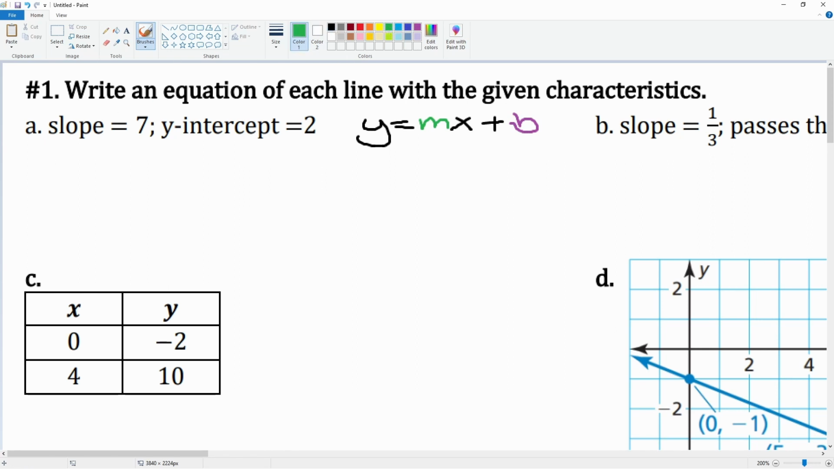So here it says slope is 7, so we know that m is going to be equal to the number 7. Then here we get the y-intercept, which is b is going to be equal to the number 2. Now we write the equation, okay? We're going to write y is equal to m, which is 7, and we have an x. And then we're going to add the value of b here. And that would be the equation.